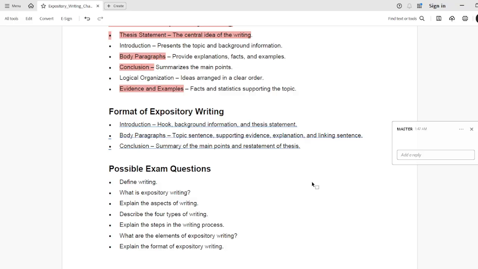From a paper point of view, I would like to highlight those questions which are very important. First, the definition of expository writing is very important, and aspects of writing is important from an objective point of view, and these 2 are very important for short essay questions from your exam point of view.